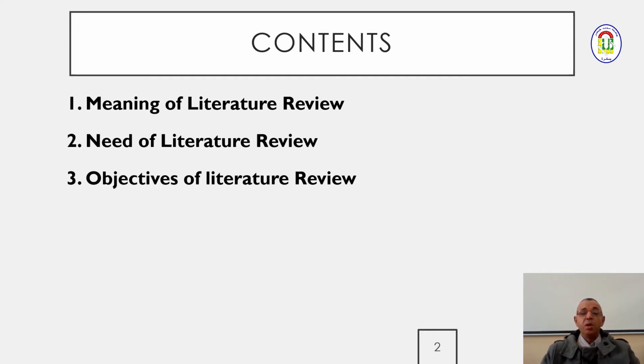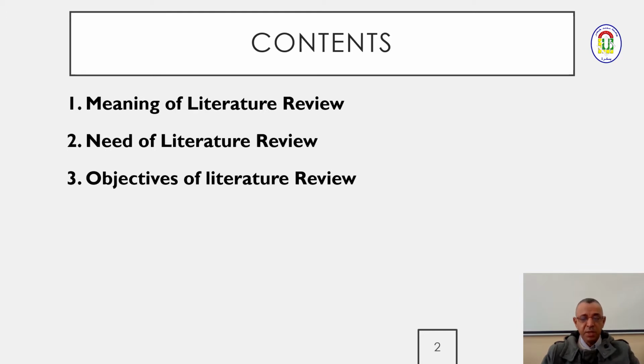Now, having identified a problem, having chosen a researchable problem, there is a need now to look for other similar studies that have been done on the same research topic. In this case, we need to carry out a comprehensive, informative and critical literature review.